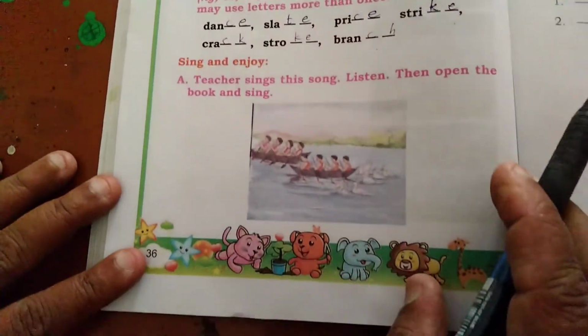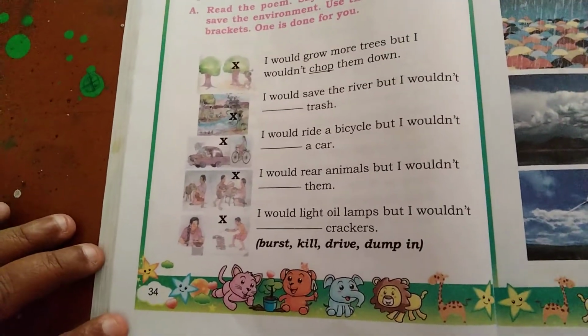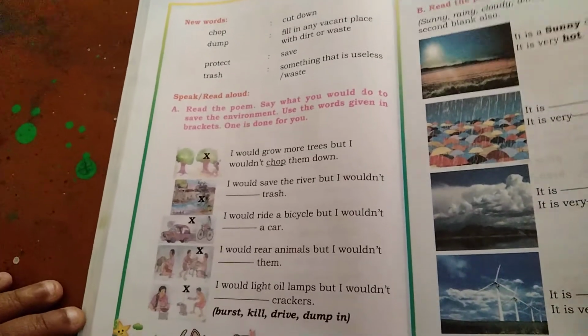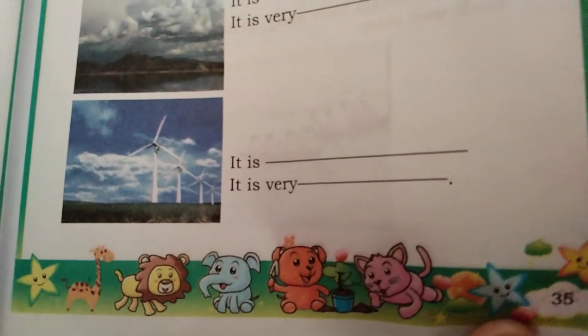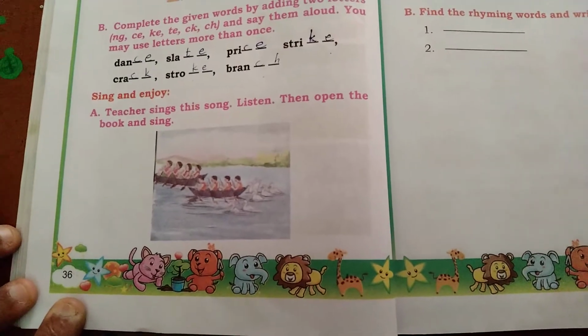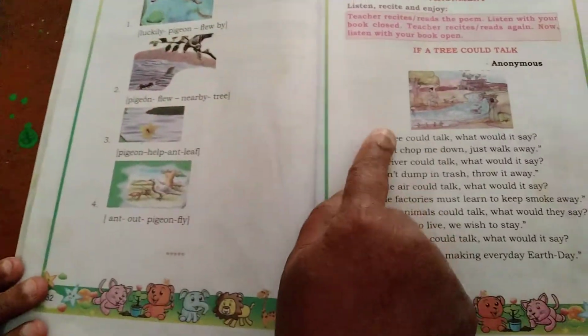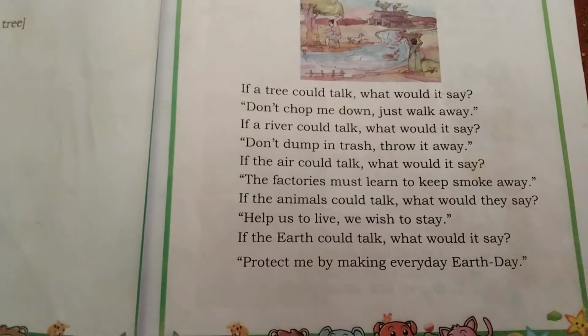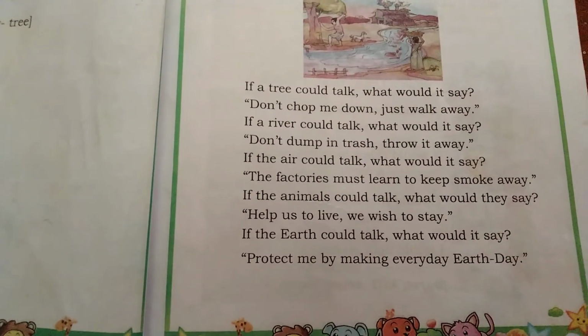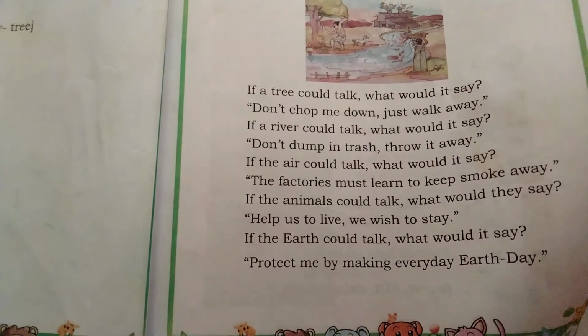Now children, what I want you to do is, please answer page number 34, page number 35, and page number 36, and send it to me on the assignment group. At the same time, I also want you to sing the song, If a Tree Could Talk, What Would It Say? Sing the whole thing and send it to me on the voice recording.